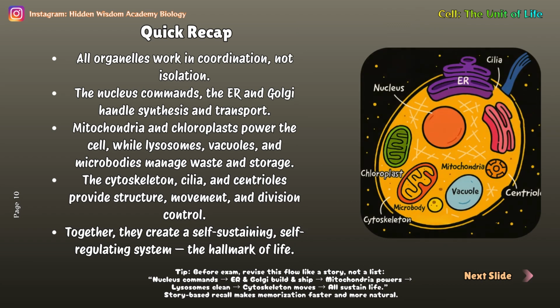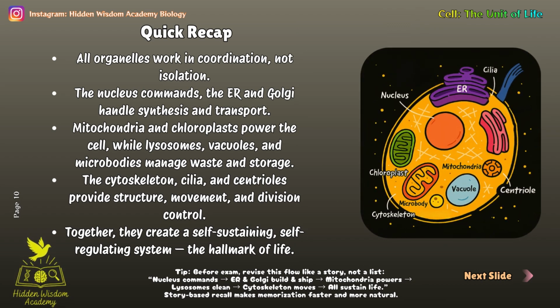The cell is a perfect example of teamwork. Every organelle works together to keep life going. The nucleus controls all activities, while the ER and Golgi make and transport important materials. Mitochondria and chloroplasts supply energy. Lysosomes, vacuoles, and microbodies handle cleaning, storage, and detoxification. The cytoskeleton, cilia, and centrioles give shape, help in movement, and assist in cell division. Together, they form a complete, well-organized system, the cell, the smallest unit of life.